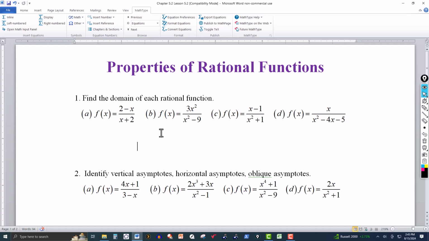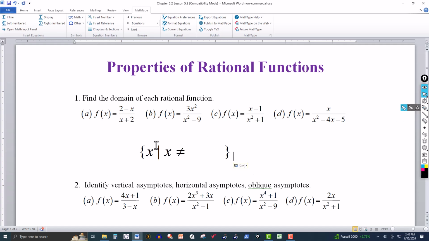Now, the domain is simply the values of x for which the function is defined. Now, a rational function is defined for all real numbers except those that make the denominator 0. So all you have to look at is the denominator. So for the first one, we got f(x) equal to (2 - x)/(x + 2). What number makes the denominator 0? We can see it's negative 2. So this is going to be defined for all real numbers except negative 2.